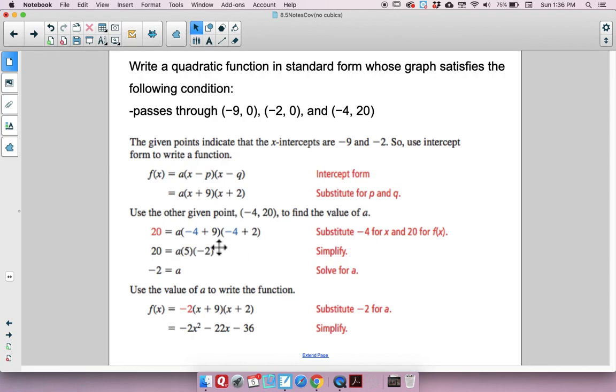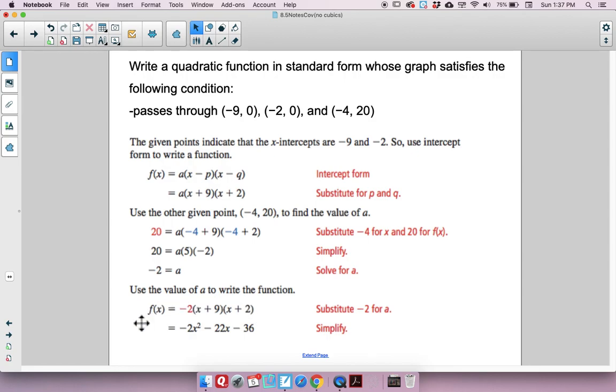Negative 4 plus 9 is 5. Negative 4 plus 2 is negative 2. Multiply those together, we get negative 10. So we have negative 20 equals negative 10a. Divide both sides by negative 10, we get a equals 2. Okay, well, now we know what a is. We know that we can plug 2 in for a.